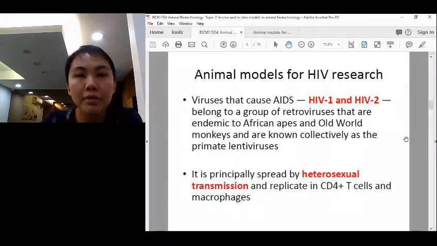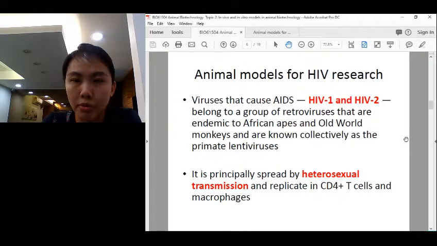So we have two viruses that cause AIDS, HIV-1 and HIV-2. Both of them belong to a group of retroviruses, which are known to be endemic to the African apes and sooty mangabey monkeys, and they are collectively known as the primate lentiviruses. They are primarily spread by heterosexual transmission, and they replicate in CD4 positive T cells and macrophages.